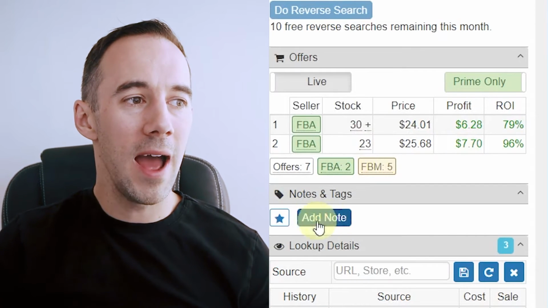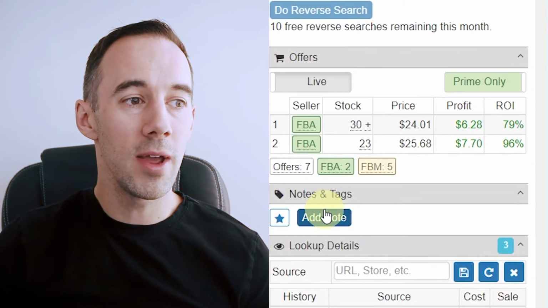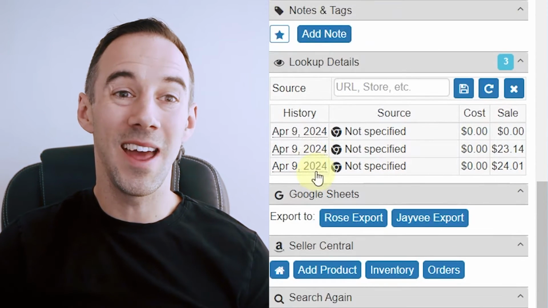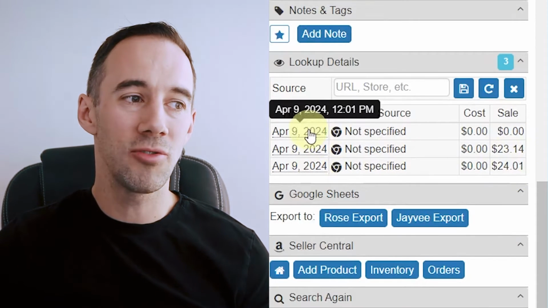Now, on top of that, you can add notes and save information to the URL, which is great. You can also see the last time you looked at it. So today you can see that I've looked at this product a few times. I've typed in some products. You can see my history of what's happening.